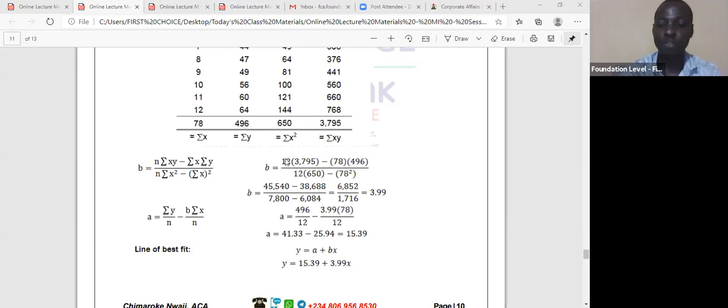So I'll come again, numerator, 6852 divided by denominator 1716. I'm getting 3.99. That is my slope.